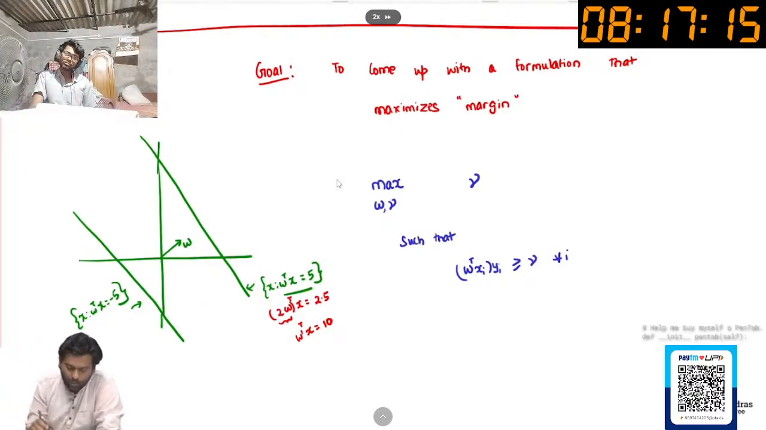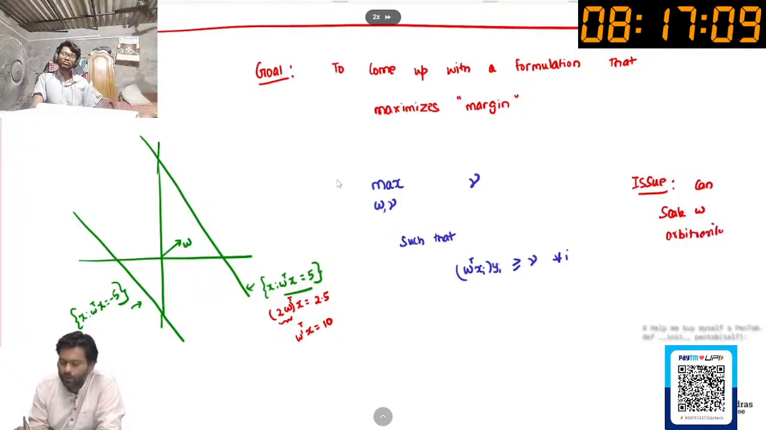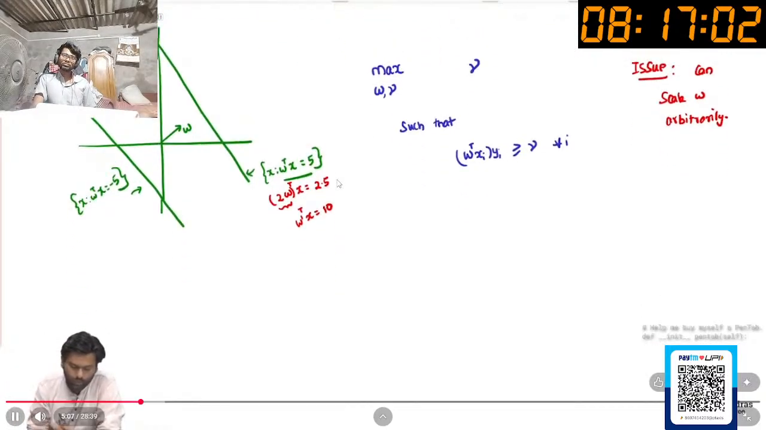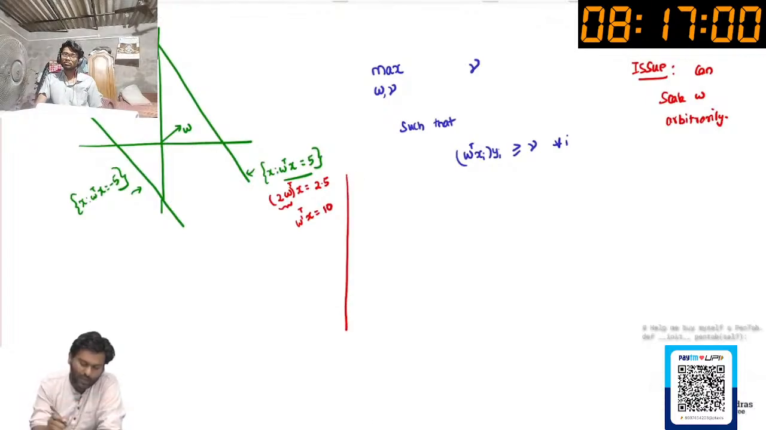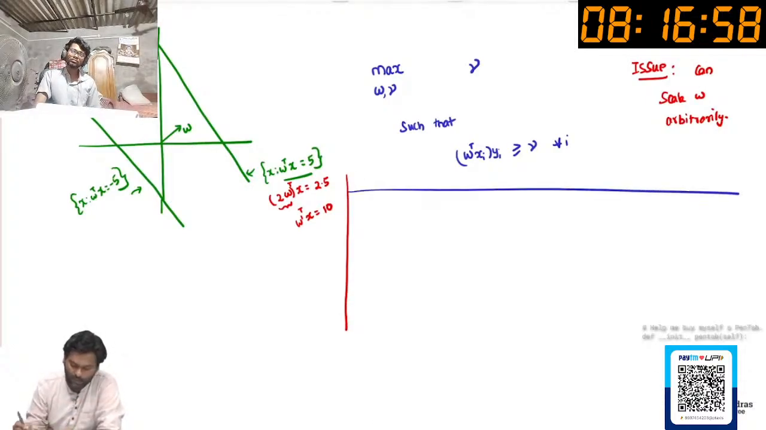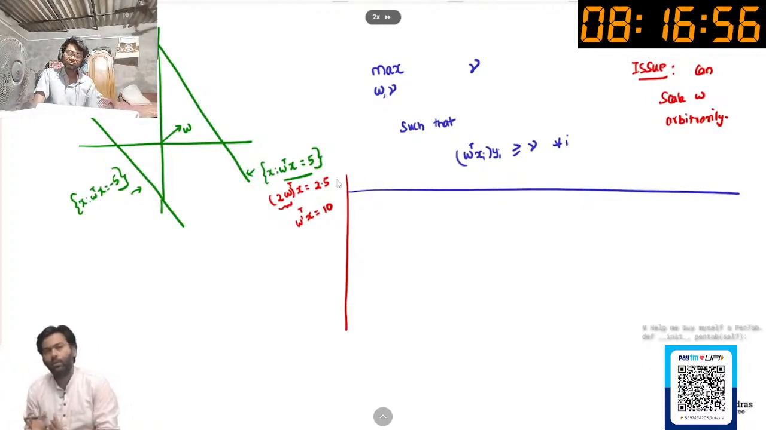So if I solve only this problem, it's not sufficient because the issue is that we can scale W arbitrarily. So this is not going to be a useful formulation because W can grow arbitrarily. So we have to ground W. How can we do that? Well, one simple way to do that would be to just say, like how we did in the perceptron's assumption, that we are not going to allow all W's, we are only going to allow W's which have length 1.